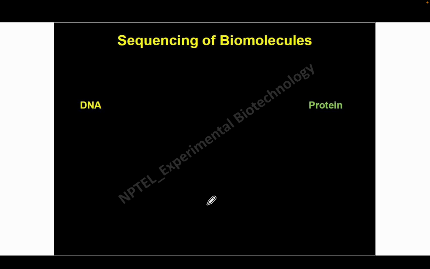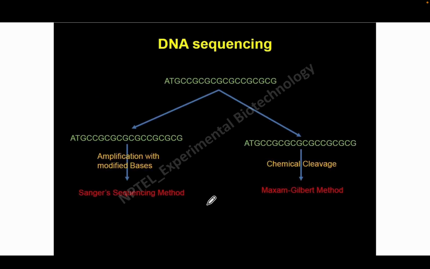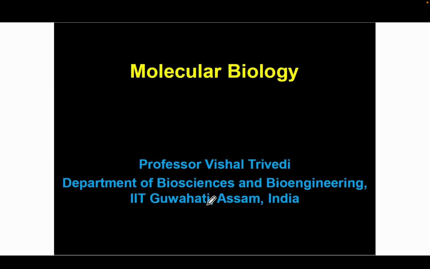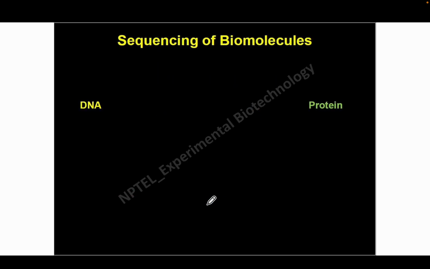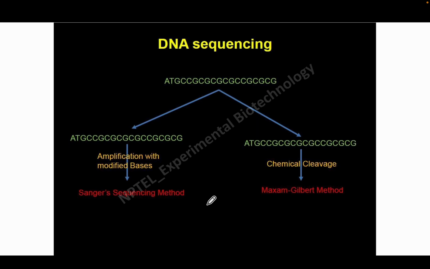So, sequencing of biomolecules: DNA, RNA. Today we'll be discussing sequencing: DNA sequencing, RNA and protein sequencing. So DNA sequencing, here we start. This is a sequence of single stranded DNA. Here you have amplification with modified bases, chemical reaction. We'll be discussing two methods, the Sanger sequencing method and the Maxam-Gilbert method.